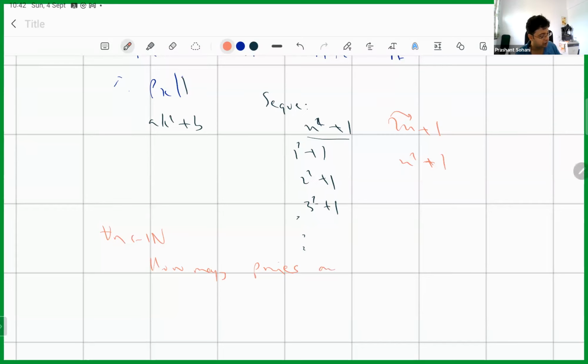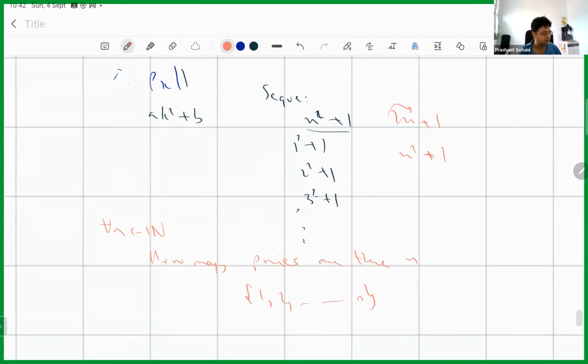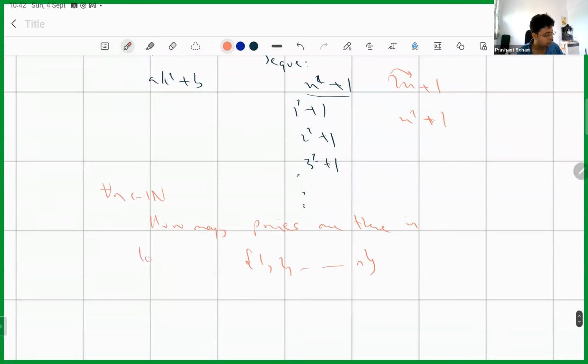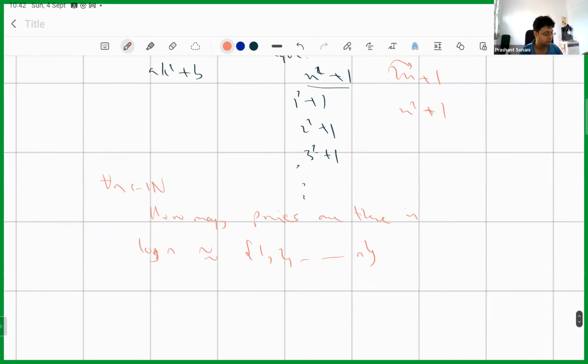So how many primes are there in the set 1, 2, up to n? There's some notation for that, but in most cases, the logarithm of n is a very good approximation to this number. This is called the prime number theorem. If you're interested in how this theorem comes about, you can look at the appendix of Burton. So this is one property which can be useful sometimes.